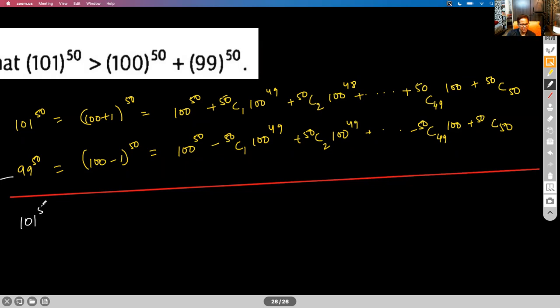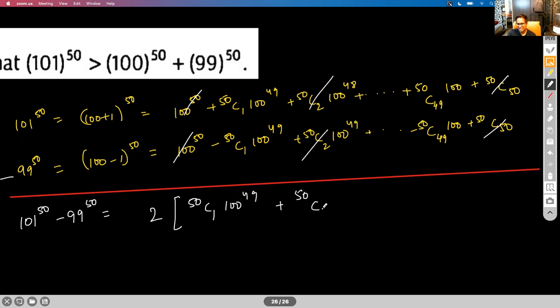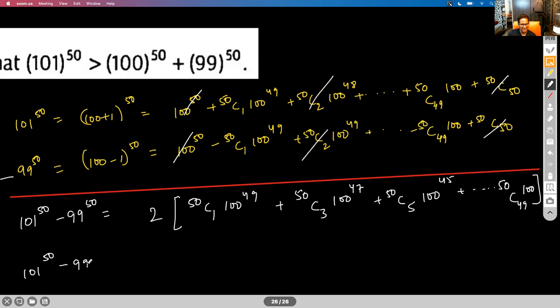When you subtract them, you get 101 to the power 50 minus 99 to the power 50. While subtracting, you would realize that these terms will start canceling off, and you'll end up getting twice of 50C1 100 to the power 49. So only these alternate terms are going to survive. Correct. I think the last term that is going to survive is 50C49 into 100. Now, let us open this particular bracket to a certain extent.